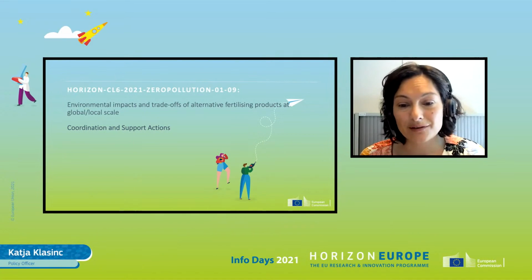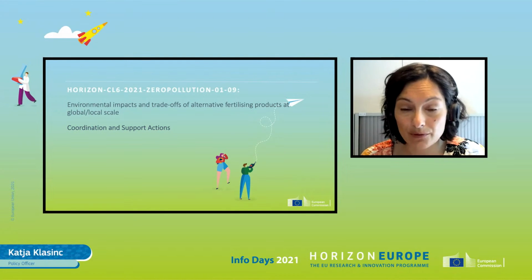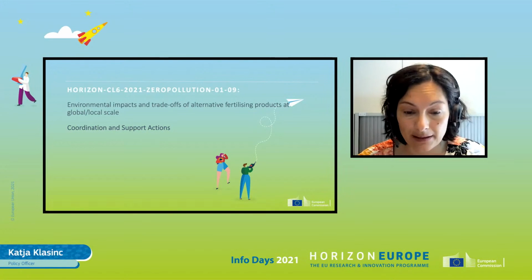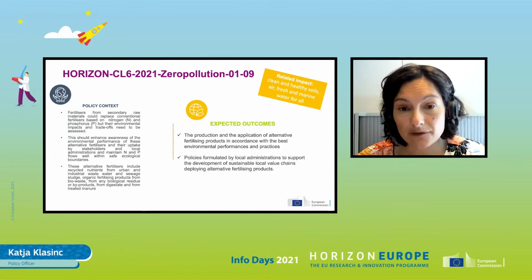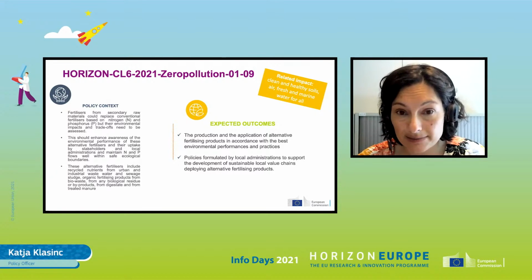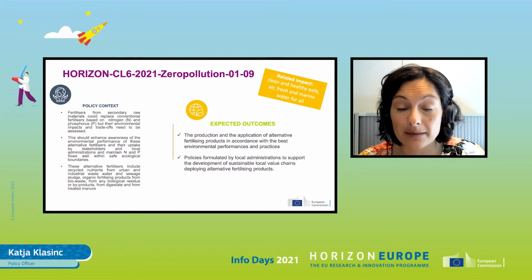Today, I'm going to present to you a CSA on alternative fertilizing products and their environmental impacts and trade-offs, both at global and at local scale. Now, this topic is about fertilizers from secondary raw materials, such as wastewater, sewage sludge, bio-waste, digestate, manure, which could possibly replace nitrogen and phosphorus-based fertilizers. As you know, nitrogen and phosphorus losses can cause quite some damage to the environment, so it is worth analyzing and evaluating their environmental impacts first.